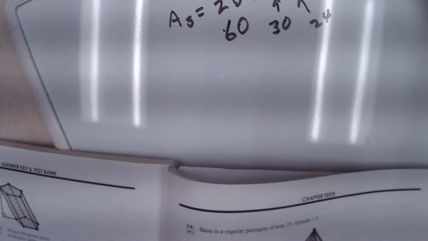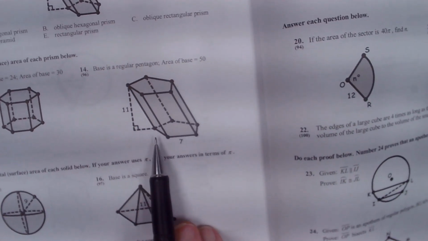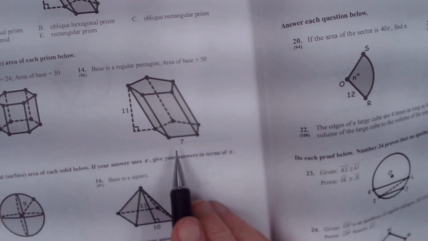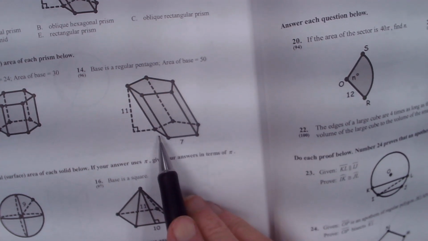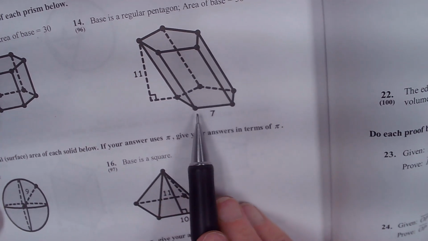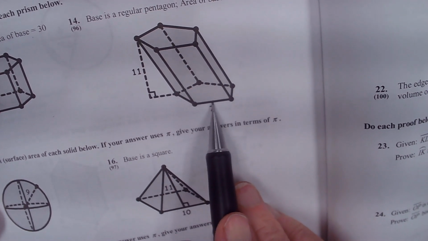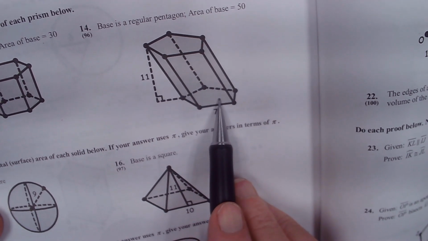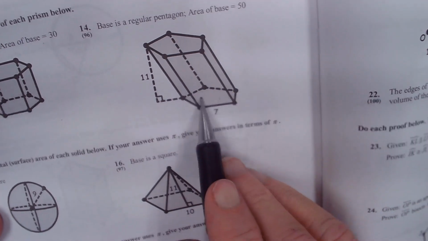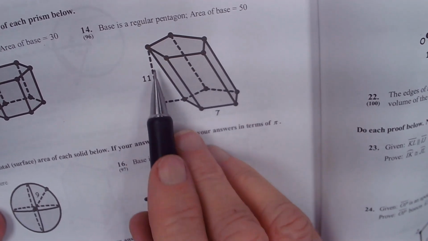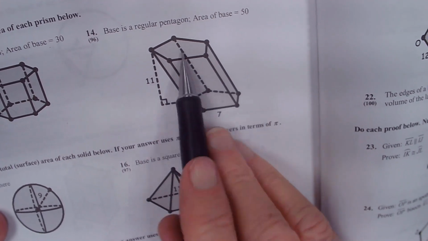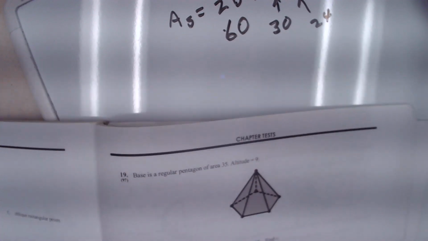That's surface area. And oh, by the way, if it's leaning over like this, if it's oblique, like this one, still the same thing. It's 2 times the base, which they're giving you up here, plus the perimeter, which you can figure out on this one because it's regular and a side is 7, so it's 7 times 5, so it's 35 times 11, the altitude, plus 2 times the base. And the base is 50. Just plug it into the formulas.